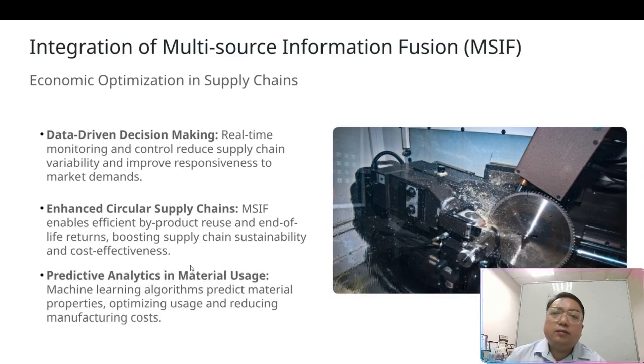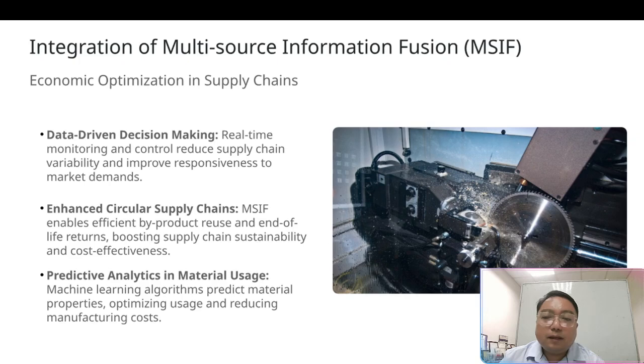So, economic optimization in supply chain. Integration of multi-source information fusion, MSIF. Data-driven decision making. Because if we want to decide something, we must have data. Must have data, and then we can decide. Enhance circular supply chain: MSIF enables efficient byproduct reuse and end of life returns, boosting supply chain sustainability and cost effectiveness.